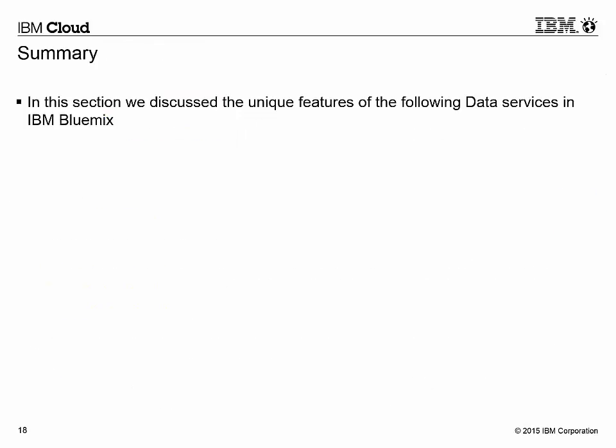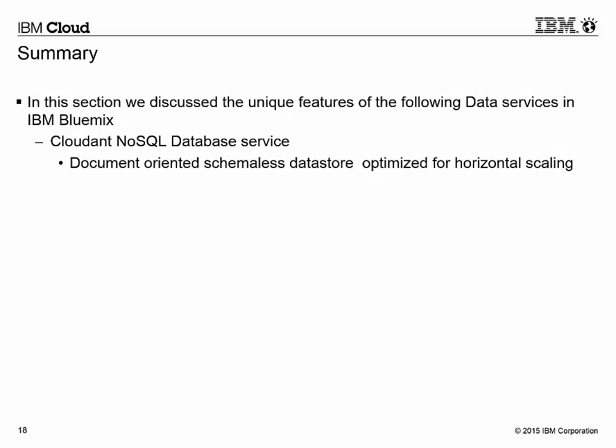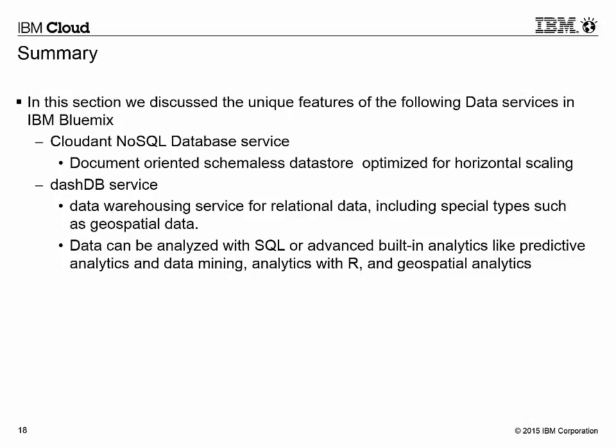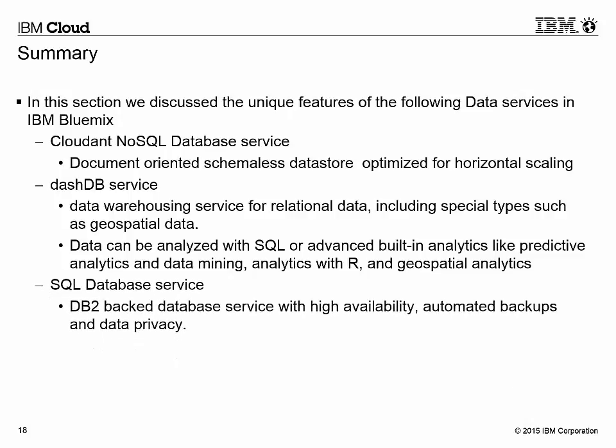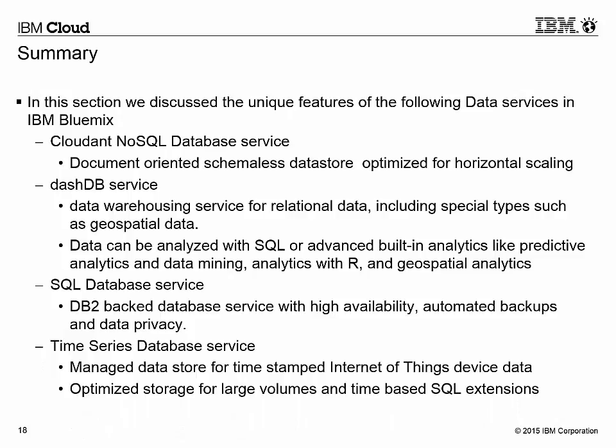So in summary, we looked at some of the unique features of some of the services in IBM Bluemix. In particular, we looked at the Cloudant NoSQL database service, which is document-oriented, schemaless, and optimized for horizontal scaling. We looked at the DB service, which is a data warehousing service for relational data. We looked at SQL database service, which is a DB2 backed database service with some additional features. And we also looked at the time series database service, which is a managed data store that's optimized for timestamped Internet of Things data.